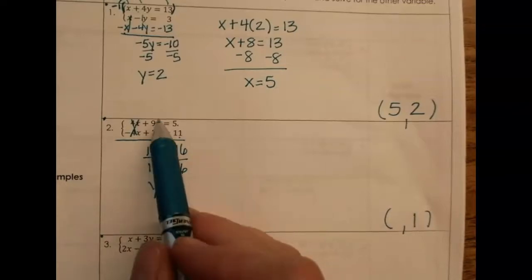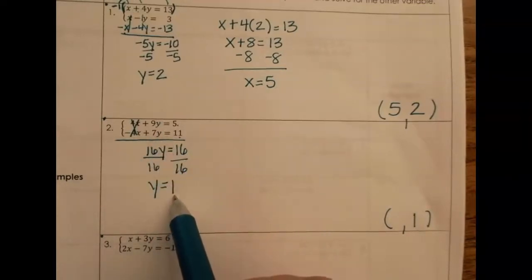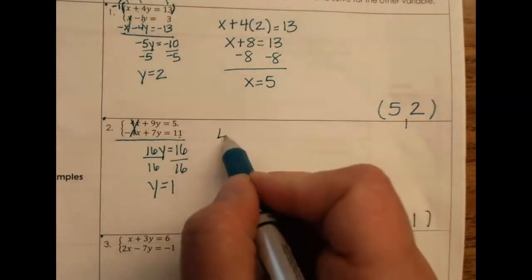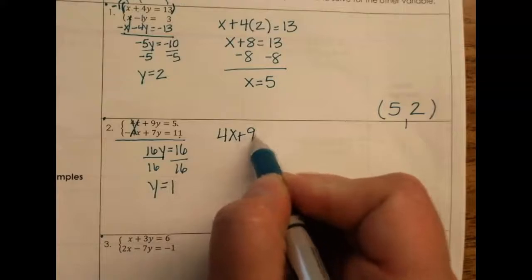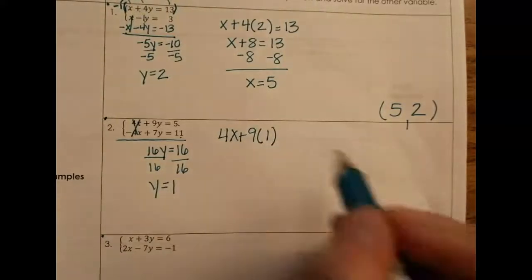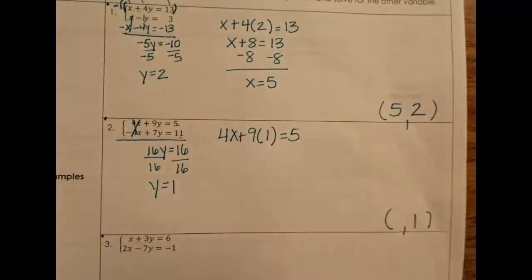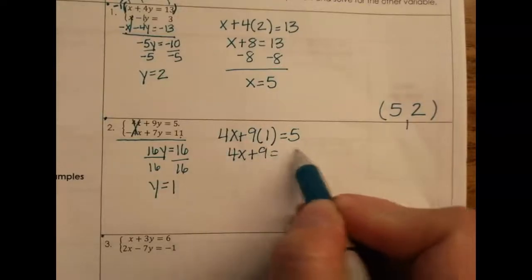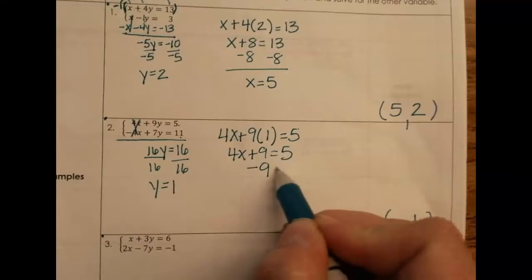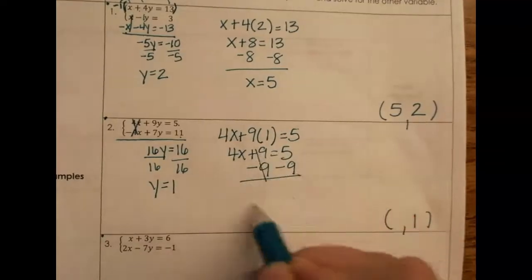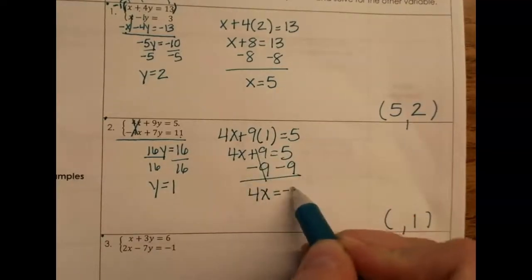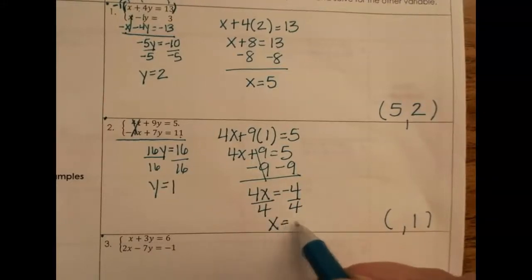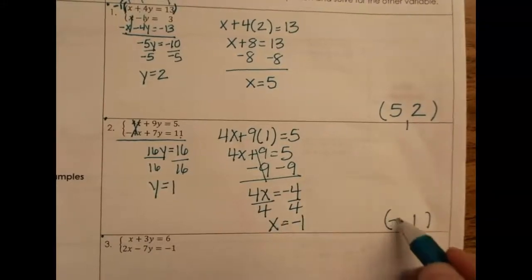I need to pick one of these two equations to plug into for what I already know to solve for the x. I'm going to choose the top one. It did not matter. So I have 4x plus 9 times y, well y is 1, equals 5. So we get 4x plus 9 equals 5, and just start solving. Subtract 9 from both sides. 4x equals negative 4. Divide by 4 on both sides, and x equals negative 1.